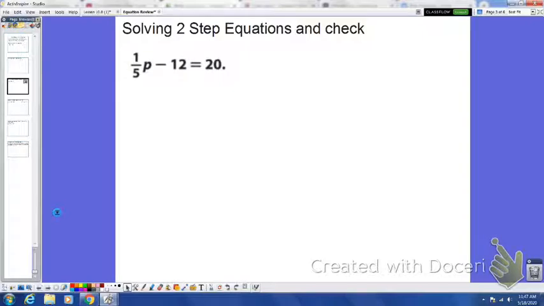So 2 steps is just that. We're going to start by dropping that line down just like we always do. And we're going to work backwards. So if I find my variable, I want to work away from it. So the first thing we're going to do here, I see I'm subtracting 12. So I would want to add 12 to both sides. So 1/5 p equals 20 plus 12, which gives me 32.